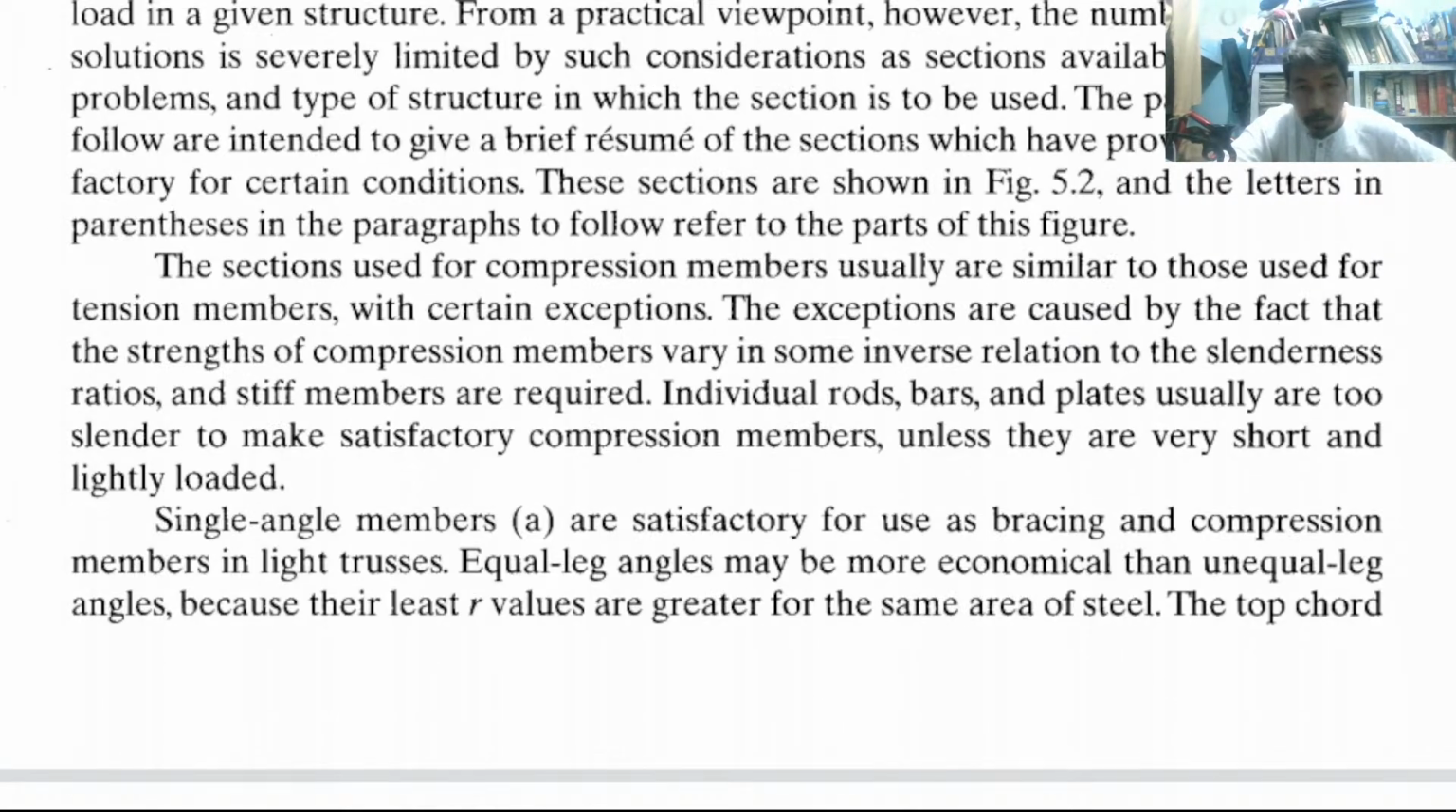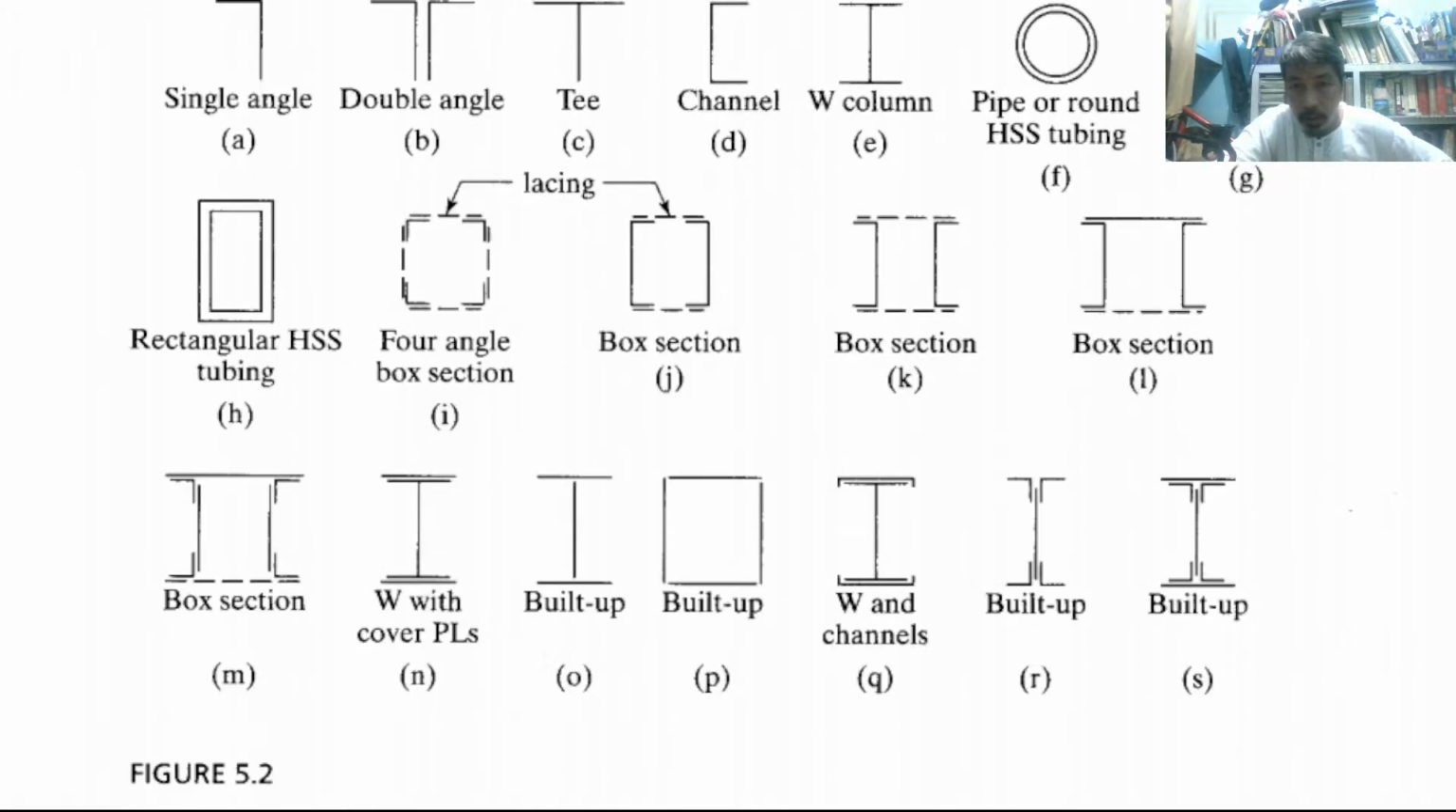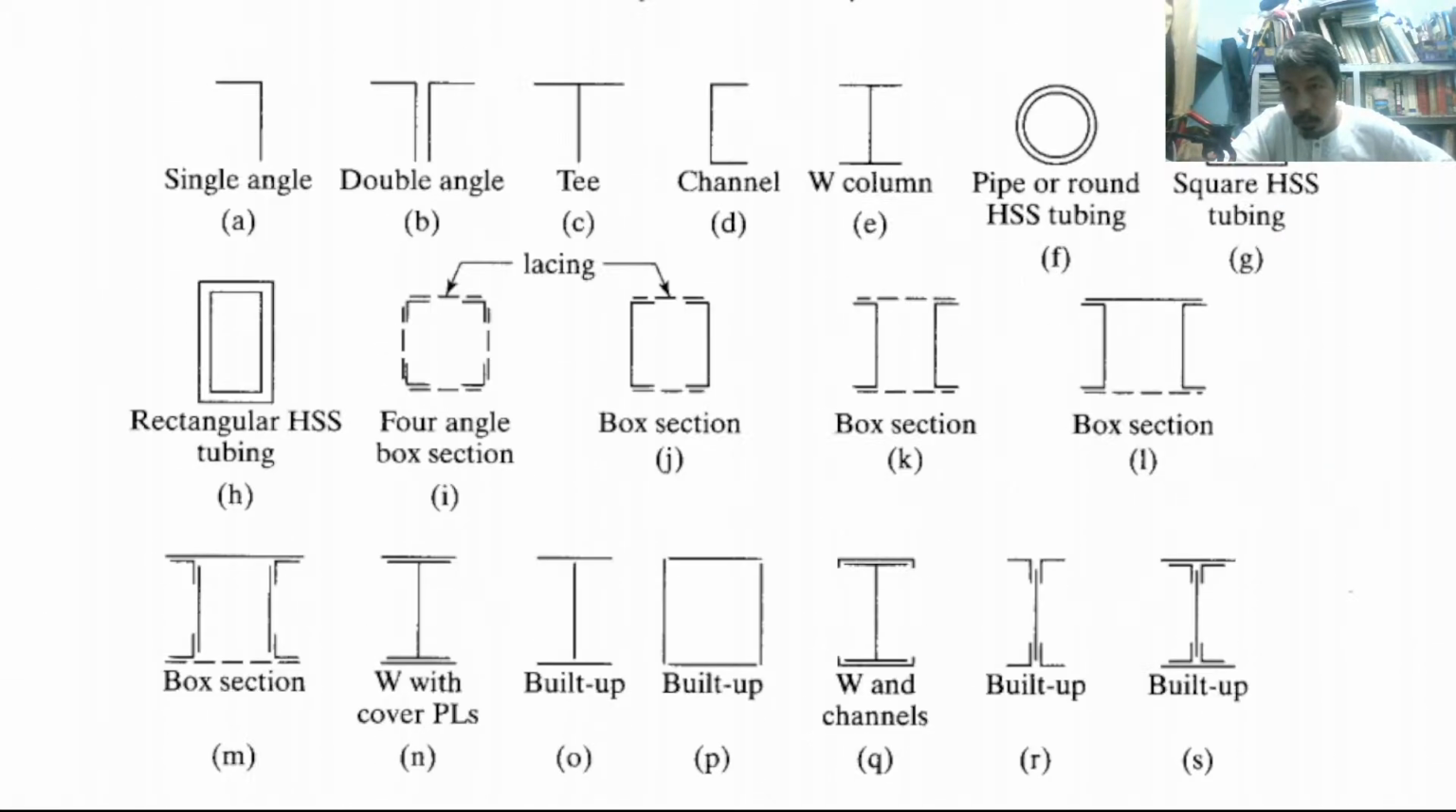So these are the sample sections for columns. A, single angle. B, double angle. The double angles 1 and 2 are placed opposite each other. T, a regular section. C channel, a regular section. W section is a regular one. Pipe or round HSS tubing, a regular section. Square HSS, regular. Rectangular HSS, regular.